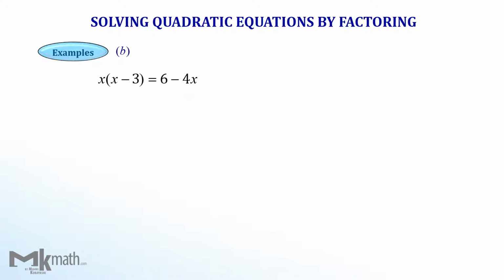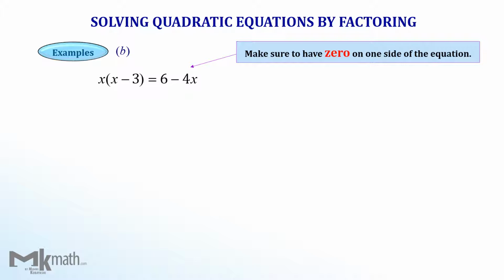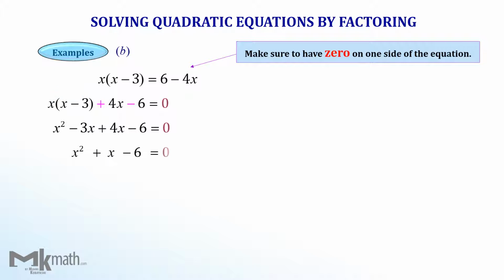Let's look at another example B. First, always make sure to have 0 on one side of the equation. We move the right side terms to the left. Let's simplify the left side of the equation. We have now simplified the equation x squared plus x minus 6 equals 0.